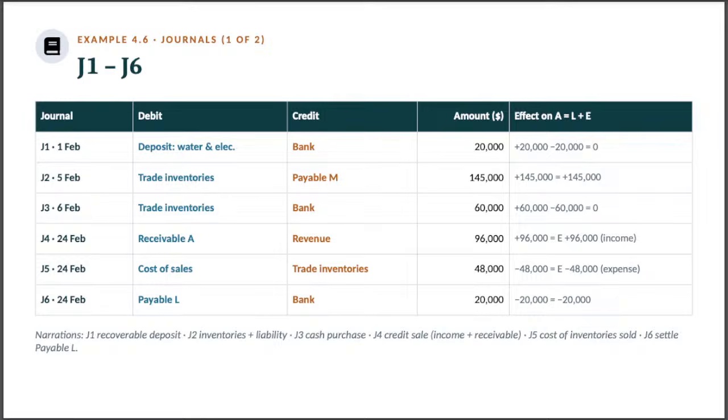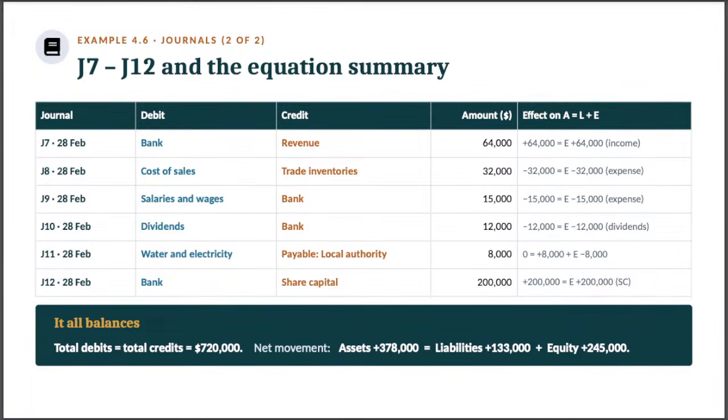Now we're on to, all right, so there we go. Let's look at the equation summary here. So again, we have the bank revenue, same thing here. It all balances. Total debits equals total credits, 720,000. The net movement, assets increased by 378,000. The liabilities increased by 133,000. The equity increased by 245,000.